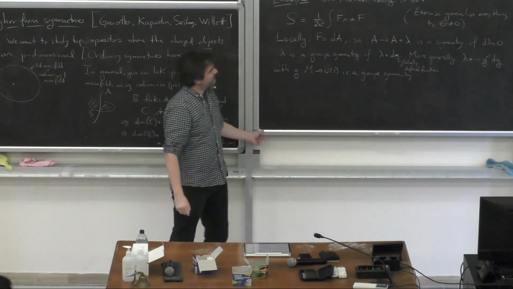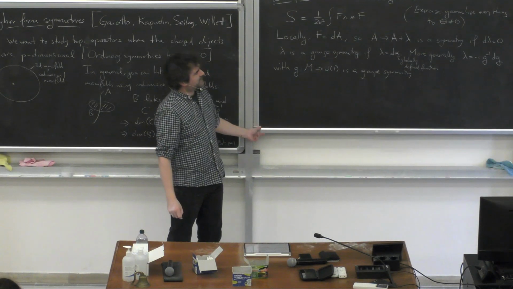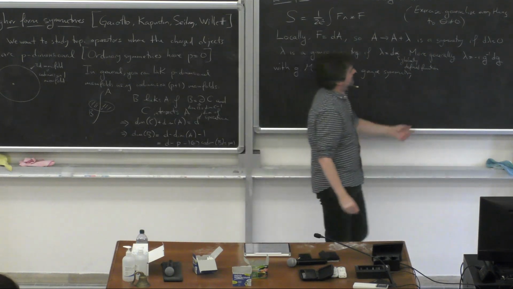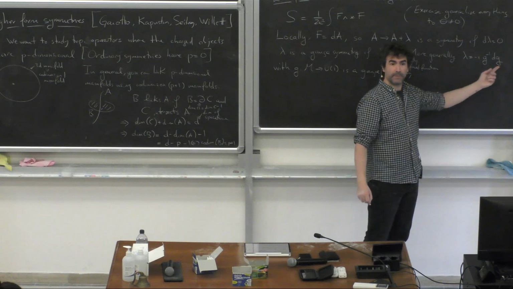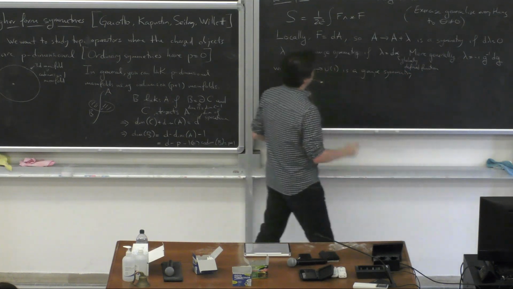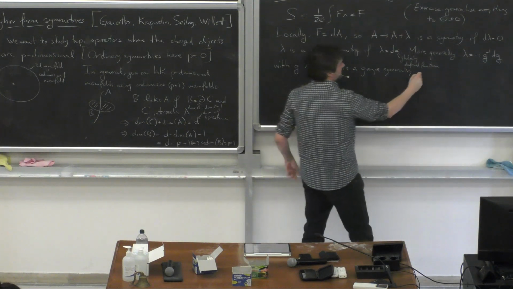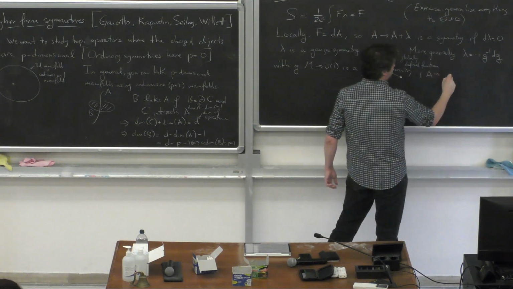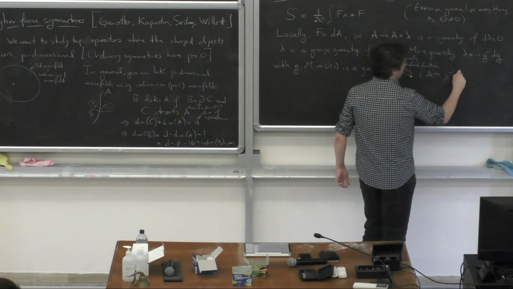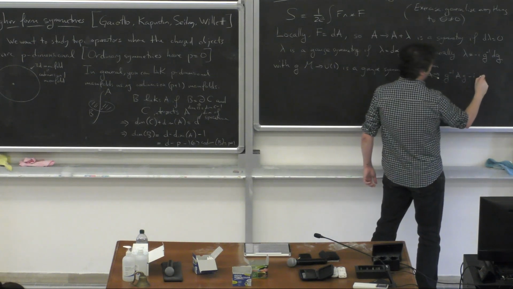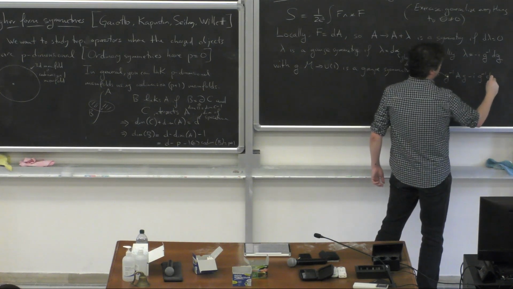Okay, more carefully, gauge transformations are things of this form. The way the connection transforms, in general, under the gauge transformation, is that A goes to G minus 1 A G minus i G minus 1 dG.